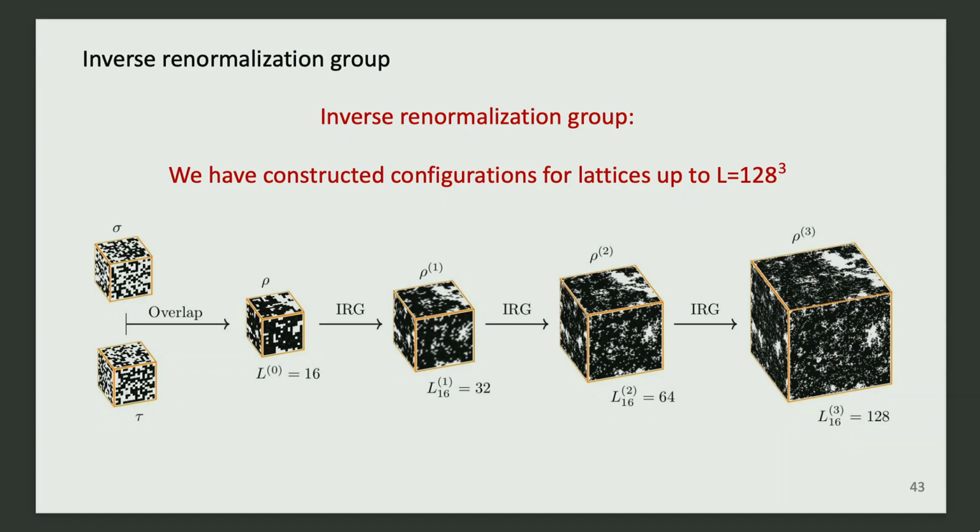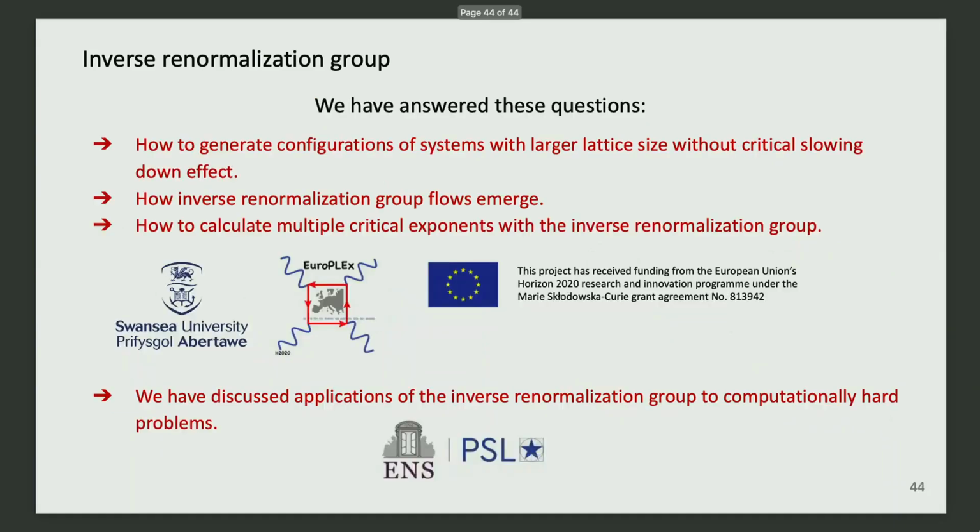These configurations are actual configurations obtained from the inverse renormalization group. We hope that something similar can also be done for problems in lattice field theory or other problems in condensed matter physics. So to conclude, I have answered these questions: how to generate configurations of systems with larger lattice size without critical slowing down effect, how inverse renormalization group flows emerge in a system's parameter space, and how to calculate multiple critical exponents with the inverse renormalization group.